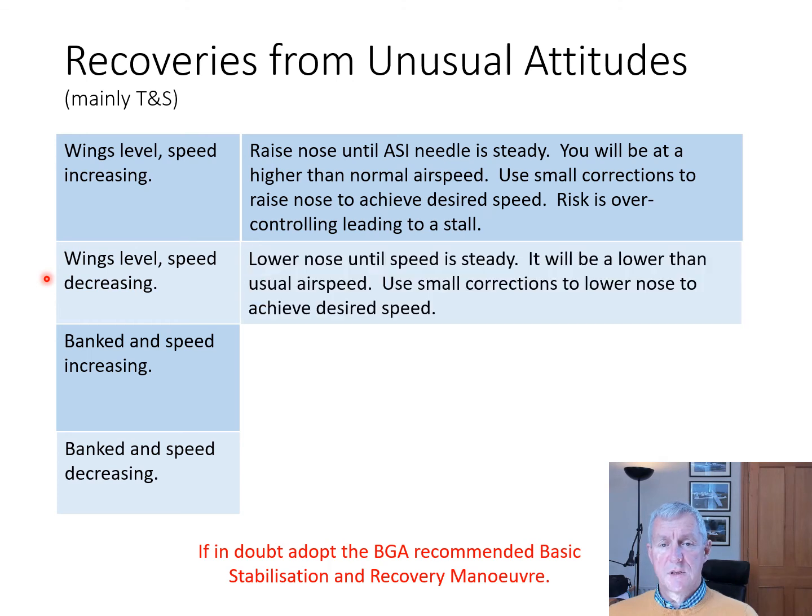If your wings are level and the speed is decreasing, then you lower the nose until the speed is steady, and you'll be at a lower than normal airspeed. And then again, use small corrections to lower the nose to achieve the desired speed.